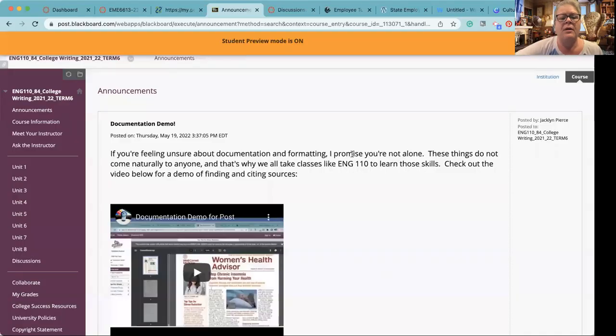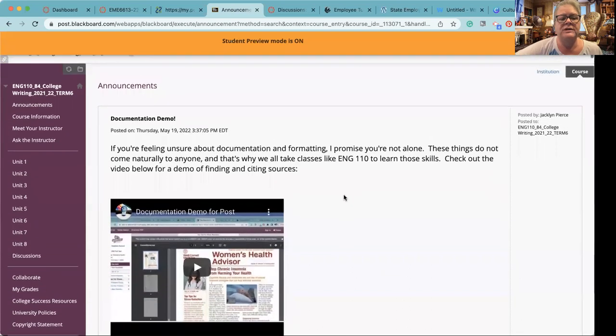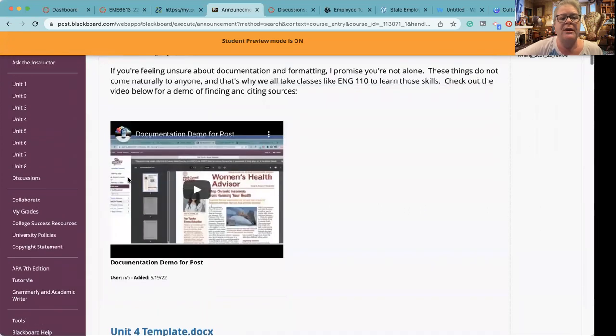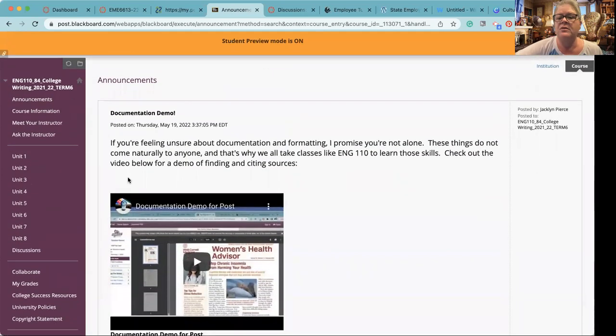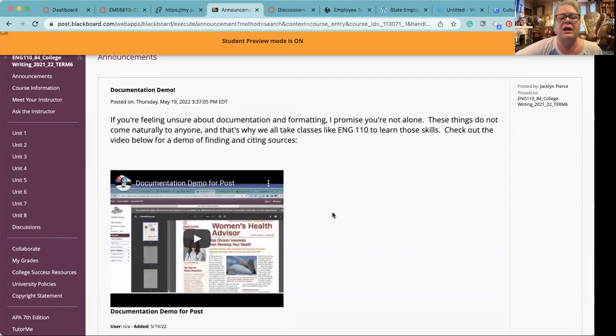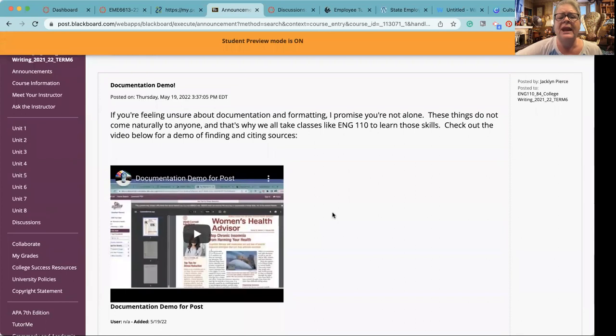So I'm going to go ahead and share the screen, and we're going to take a look at all of Unit 4. While I'm on the homepage, just a reminder, if you did not already watch this video, I know it's a little long, but I promise you this video is going to help clarify a lot when it comes to documentation and to formatting your papers properly.